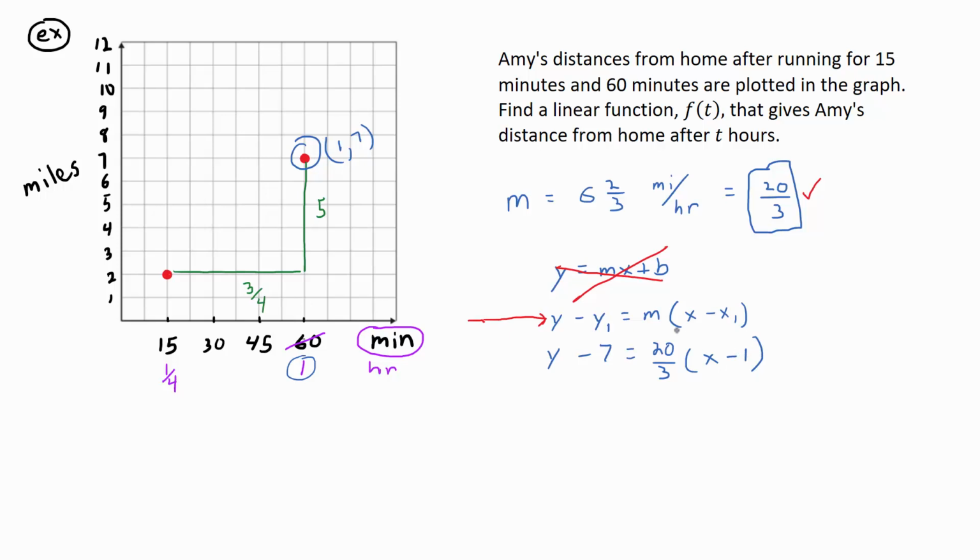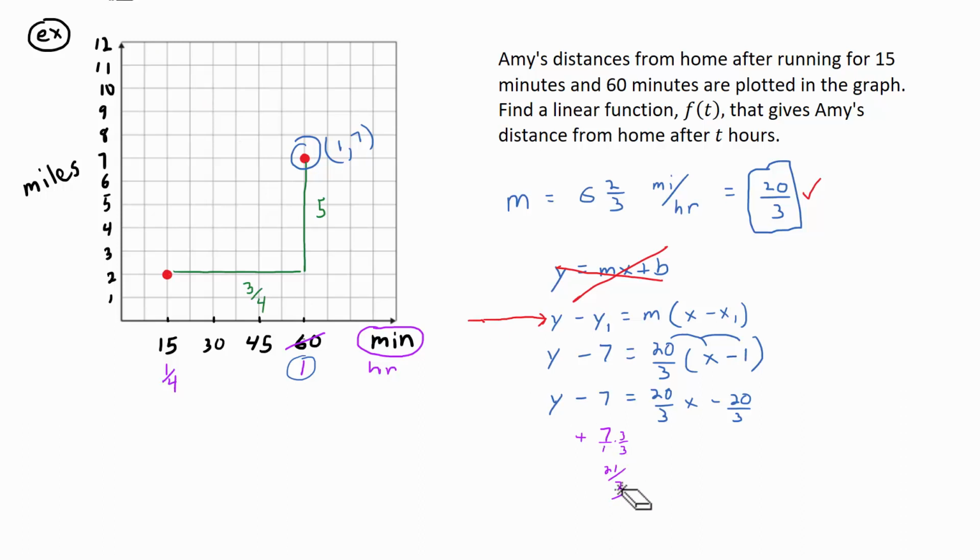Let's clean it up by distributing the 20/3. Get y minus 7 is equal to 20/3 times x, minus just 20/3 times 1, which is just 20/3. And then we want to add 7 to both sides to isolate the y. So we're going to add 7. Now, what is 7, though, really? You have to get the common denominator. And if you think of it as 7 over 1 and multiply by that common denominator of 3, it's really 21/3 that we're adding to both sides. 21 divided by 3 is 7.